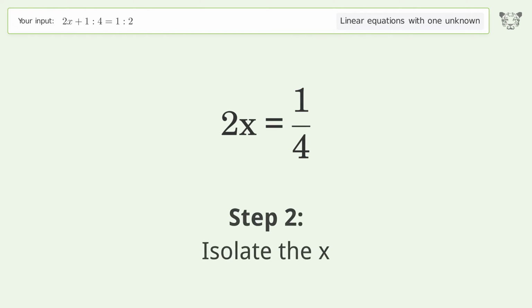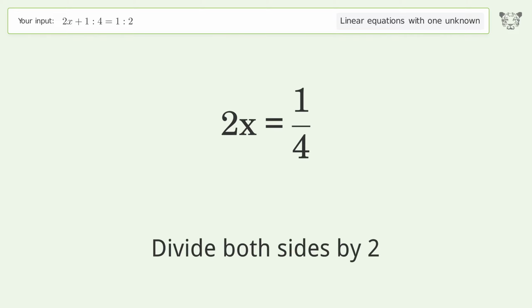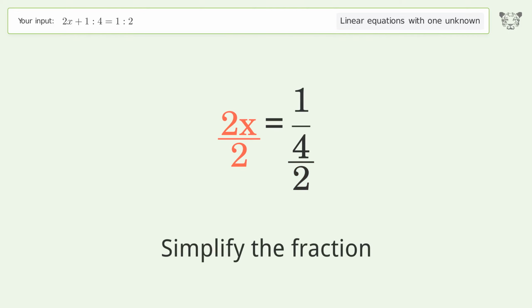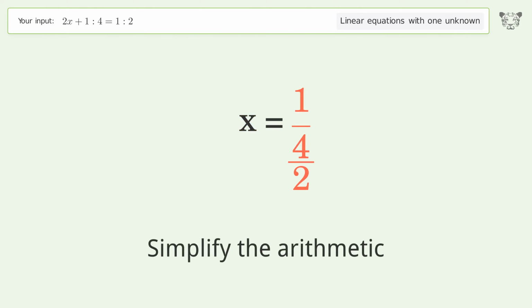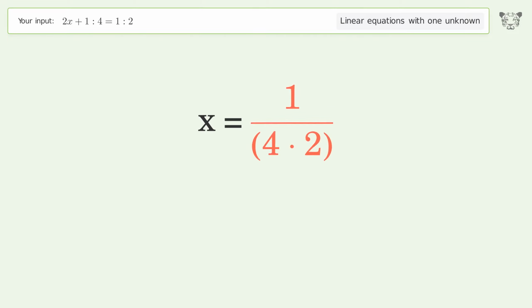Isolate the x. Divide both sides by 2. Simplify the fraction. Simplify the arithmetic. And so the final result is x equals 1 over 8.